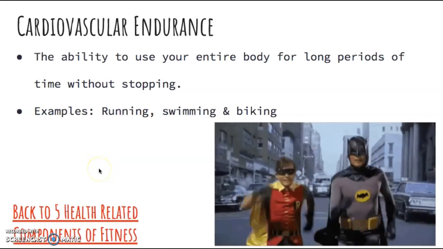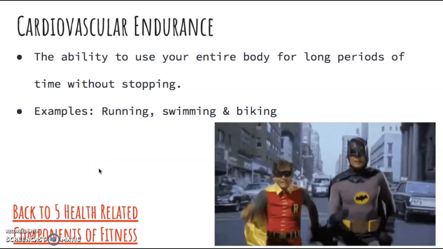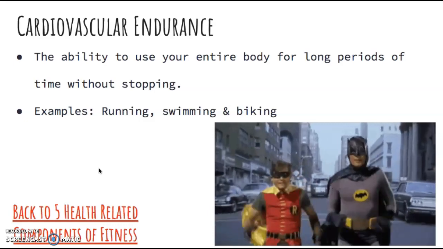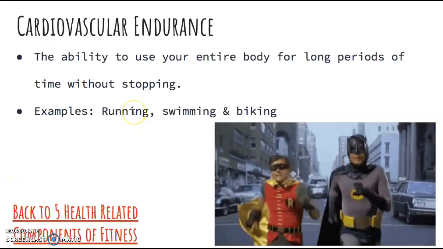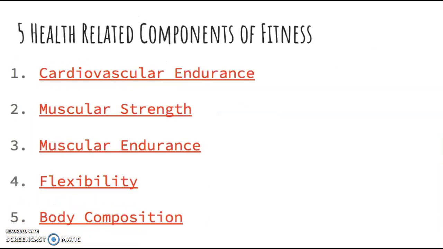So cardiovascular endurance. All right, this is going to be the ability to use your entire body for long periods of time without stopping. Okay, so a couple examples that would be pretty easy to recognize would be running, swimming, and biking. When you guys are in the fitness center, some examples would be the treadmill, the elliptical, and the bike. Okay, so when you guys are in this PowerPoint, you can always click back on this link down here. It says back to 5 health-related components of fitness, and it'll take you back to this screen, and then you can keep going through that.